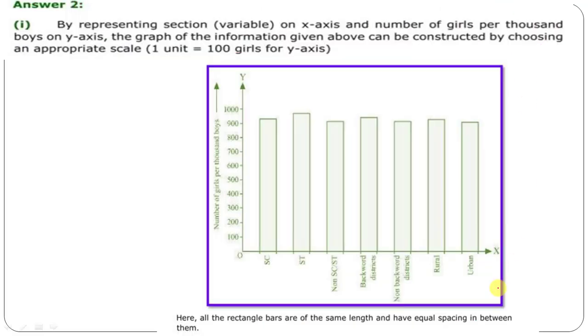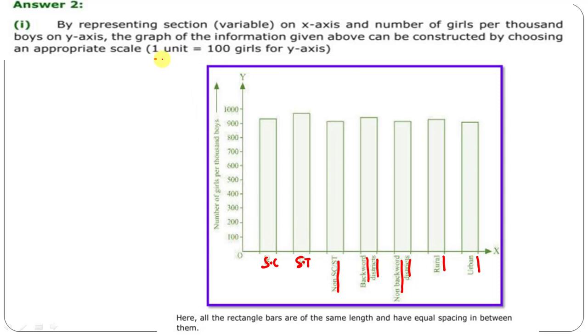Now the answer for this question number 2 is to represent the sections on the x-axis. The sections are SC, next is ST, next is non-SC/ST, next is backward district, next is non-backward district, next is rural and urban. Now on your y-axis, you will draw the number of girls by choosing a scale.